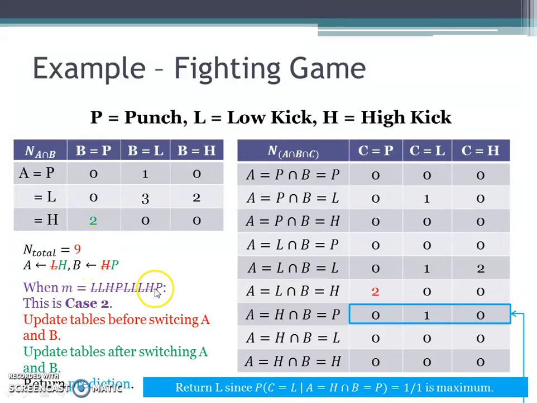Now once you update A and B with the latest 2 strikes, H and P, it means the frequency of A equals H and B equals P will increase to 2. And as for the prediction, we will check the situation where A equals H and B equals P, and we find that again in this case we have a winner. The most possible strike is the low kick given these situations. So therefore it will return a low kick because it is the maximum.